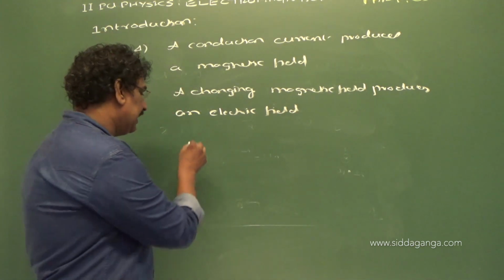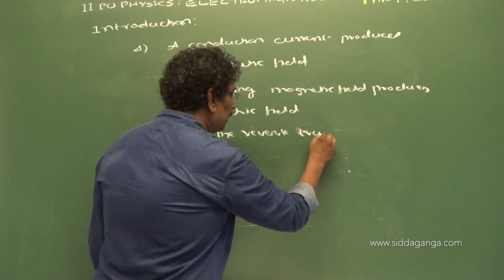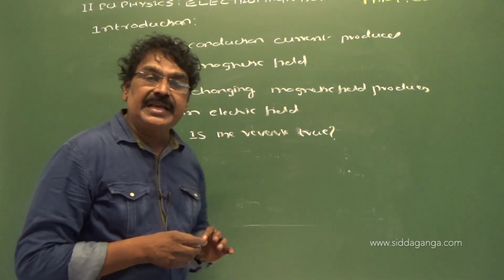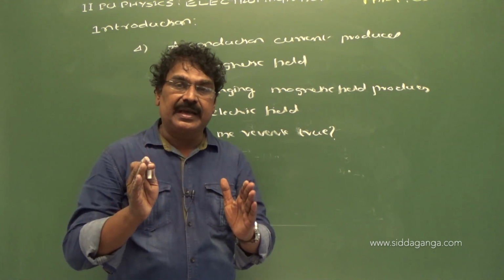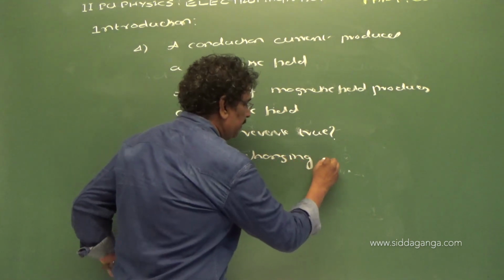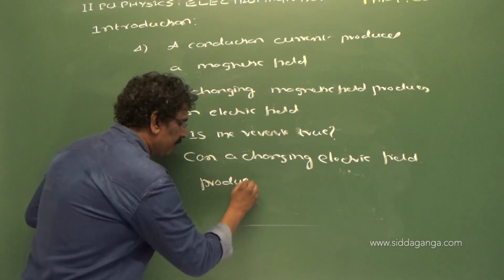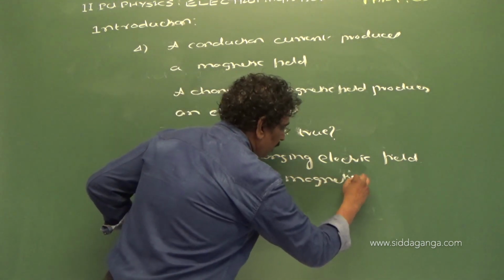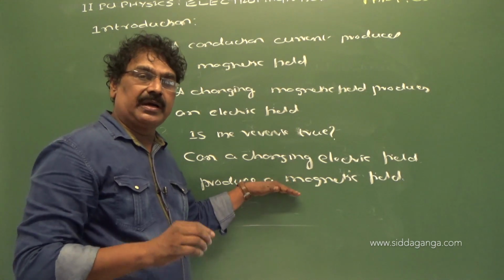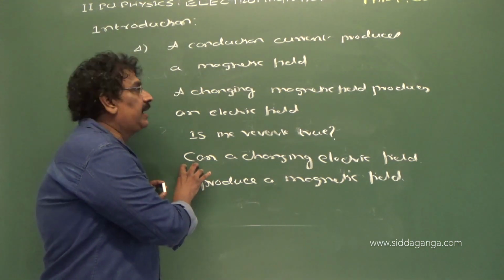Now the question is: is the reverse true? That means, can a changing electric field produce a magnetic field? This discussion took place nearly around 1860, and this is the question that arose because of these two facts.